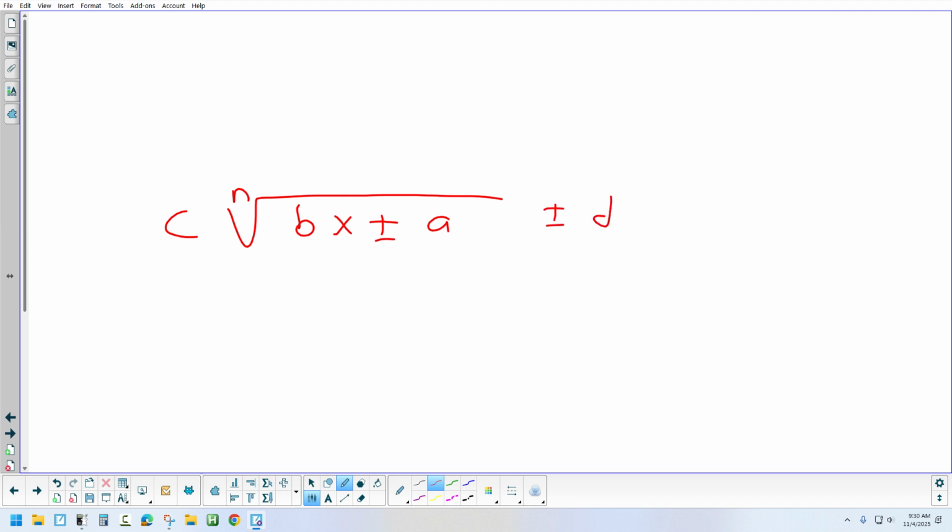Okay, so let's start. When I talk about inside the function, I'm talking about the radicand, the part that is underneath the radical symbol. Does anybody remember when you add or subtract, is that a stretch or is that a shift? Shift. That's a shift. Okay, so adding and subtracting is a shift. So both A and D are going to be shifts. One's horizontal, one's vertical. Anybody have a guess which one A is? It's inside the function. Horizontal. That's horizontal. Yep.